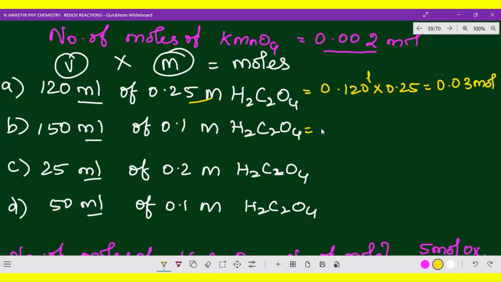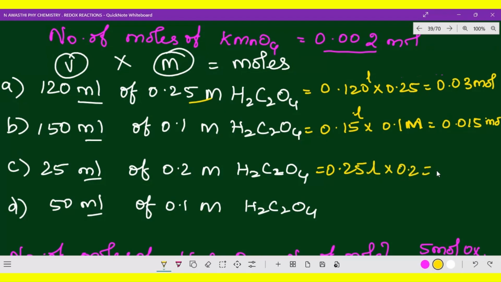Now the second one: 150 ml, so 0.15 into 0.1 M. This is liter into molarity, capital M. So you will be getting 0.015 mole. And the third option, 0.25 into the molarity 0.2, so how much are we getting here? 0.05 mole. So the third option is also wrong. The last one is 50 ml, so 0.05 liter into 0.1 M. So you are getting 0.005.